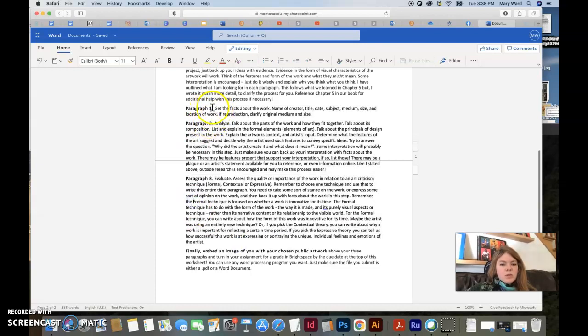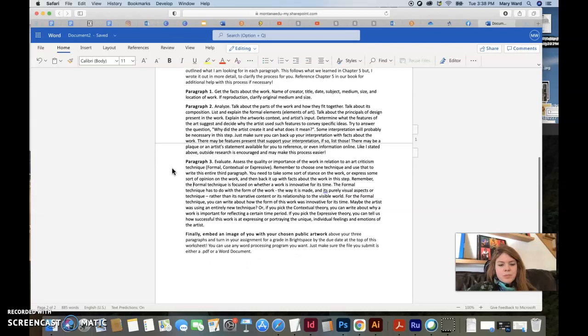So paragraph 1 is the easiest. Get the facts about the work: name of the creator, title, date, subject, medium, size, and location of work. If reproduction, clarify the original medium and size. Most of these probably won't be, since it's public art.